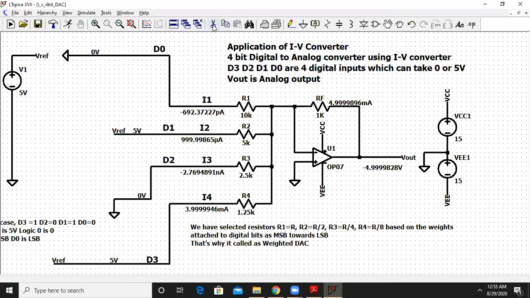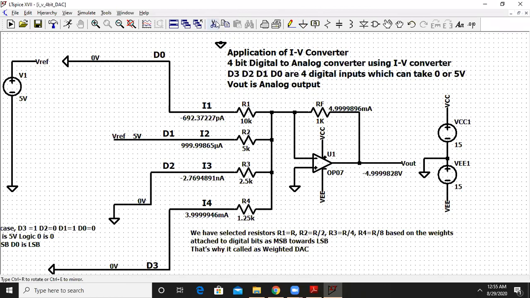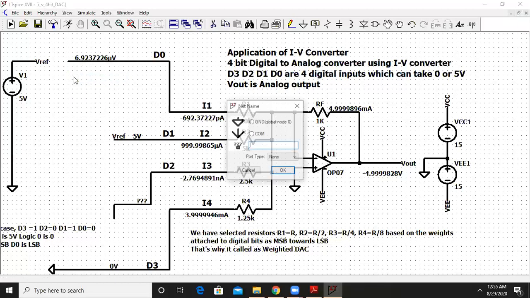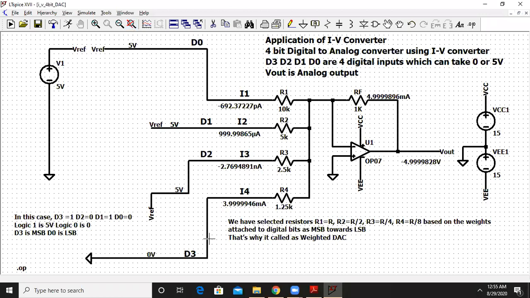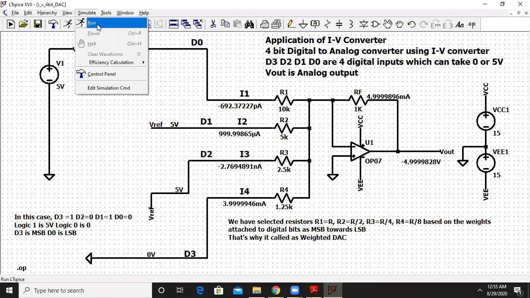D3 bit will be 0, so let me take a scissor and mark it over here. So this is 0, and I have to remove the ground from here, and add over here the label as V reference. So we have added the label V reference over here. Here also we have added. So right now the condition is D3 is 0, and the rest of the bits are 1. So it's 0, 1, 1, 1. Let me simulate this.